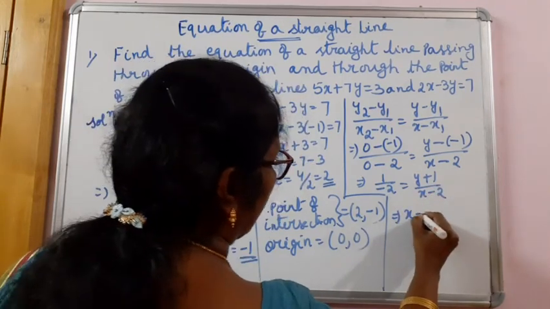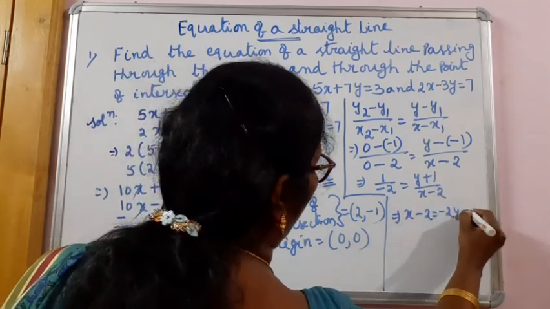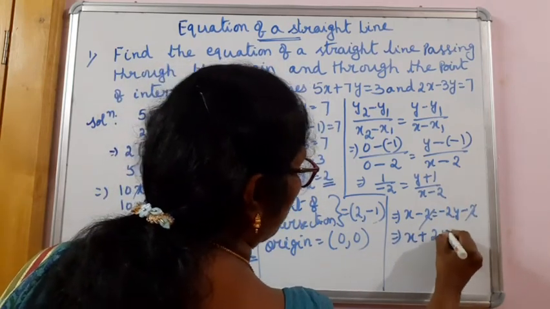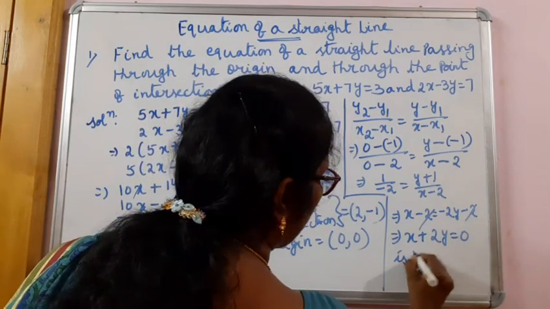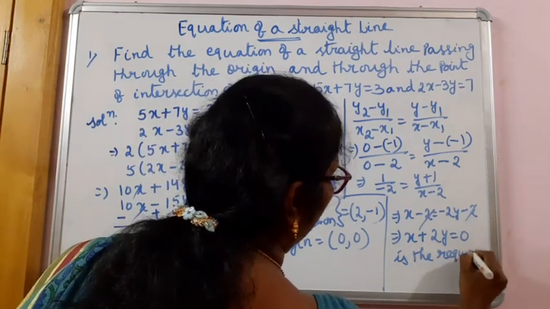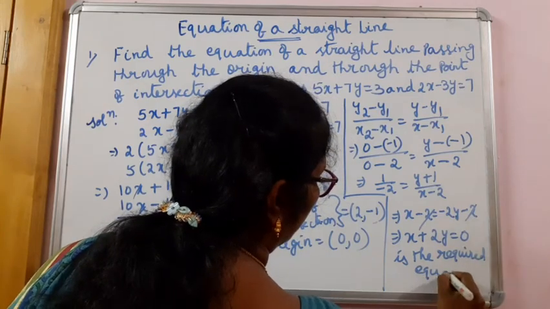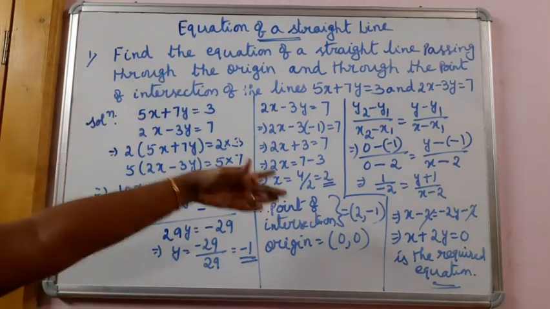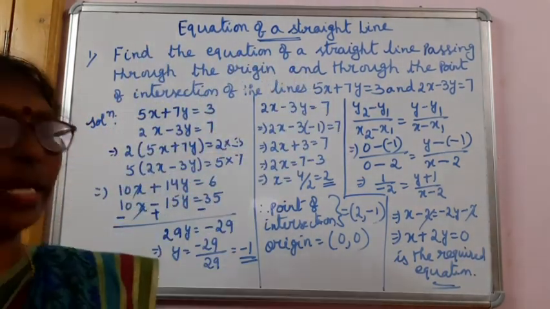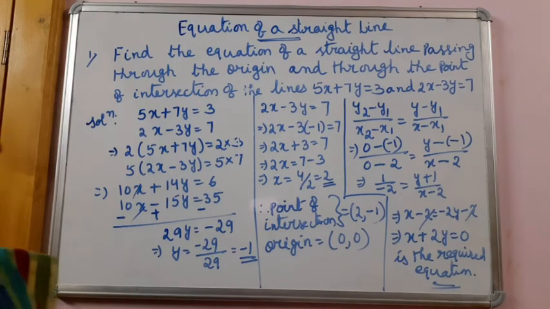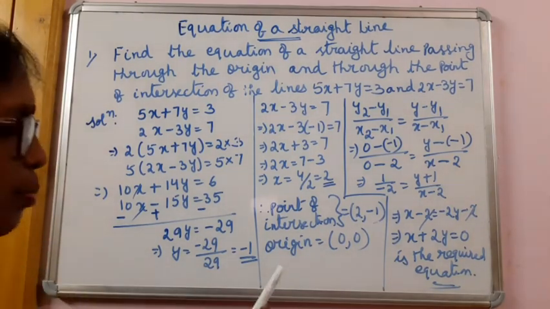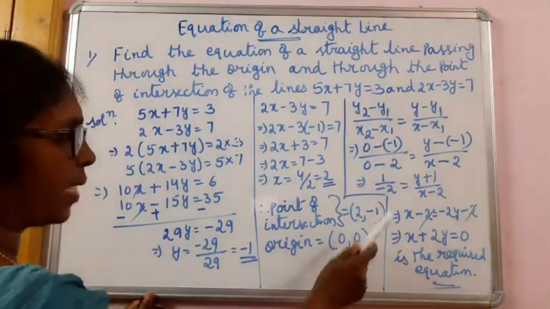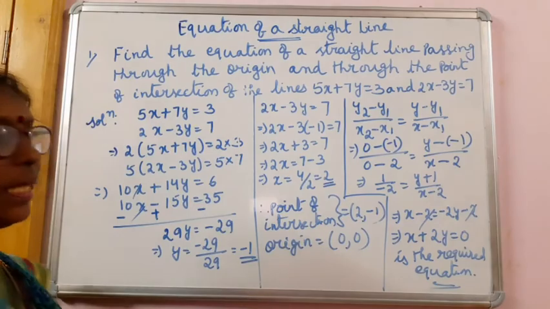That implies x minus 2 equal to minus 2y minus 2. Both the sides minus 2 is cancelled. So x plus 2y equal to 0 is the required equation. I hope this is clear to you. That is what we have to find, the equation of a straight line, and this is the required equation of the straight line which is passing through the point of intersection of these two lines, that is 2, minus 1, and the origin, that is 0, 0.